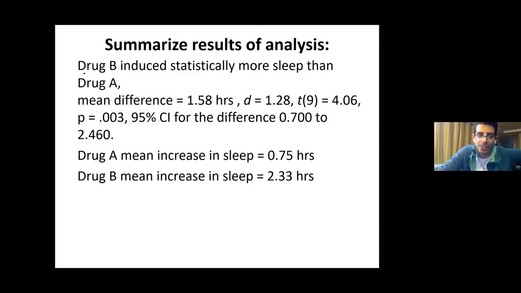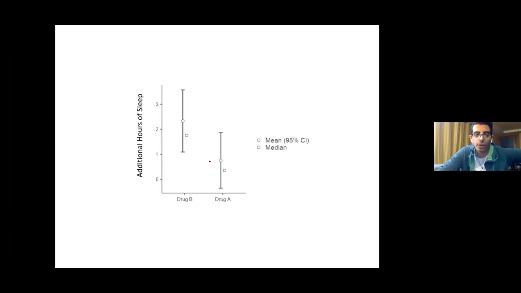Now let's go to the results. Drug B induced statistically more sleep than drug A, and if you go to the curve, it makes sense. Look, this does not touch this mean. You might be saying, no way, Khaled, it's touching 0. Forget 0. We don't care about 0 here, because this 0 was for the population. Right now, we're caring about these two together. This confidence interval is not touching this one, so here we're comparing drugs to each other.